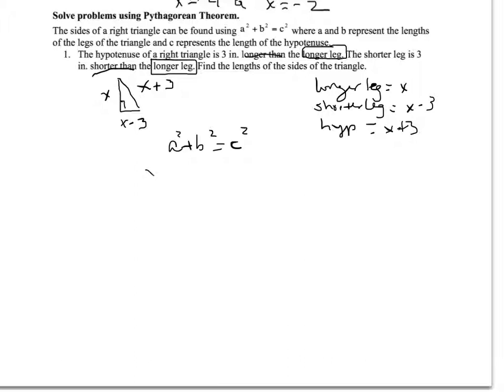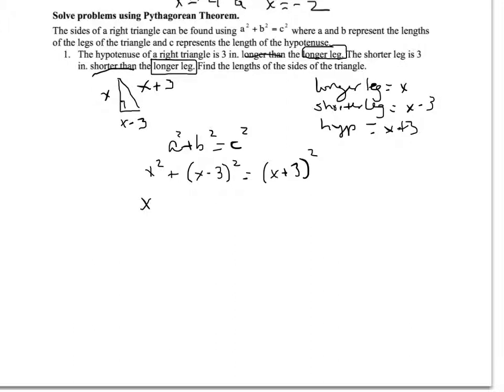So if I plug in, I can make x squared plus, now be very careful on this, the entire shorter leg is getting squared. That means I better put that x minus 3 in parentheses before I square it. And the entire hypotenuse, which is x plus 3, is also getting squared. Now this is where you better pay attention. It is a binomial, 2 terms being squared. We discussed this in the earlier review lesson. That means you have to use FOIL or use the box. If you have forgotten how to do that, refer back to that review lesson.